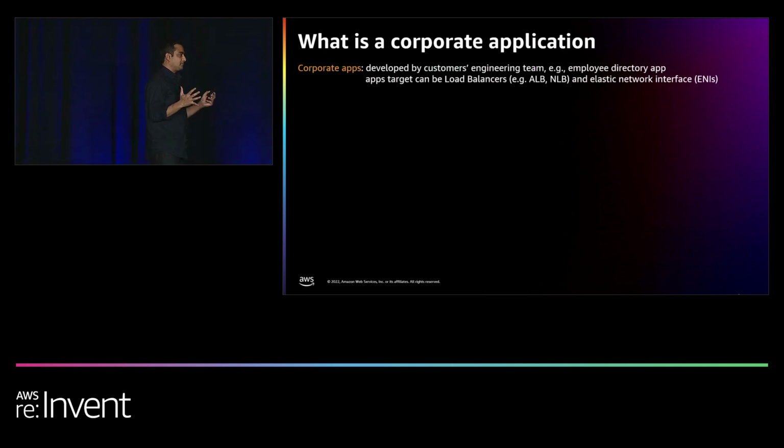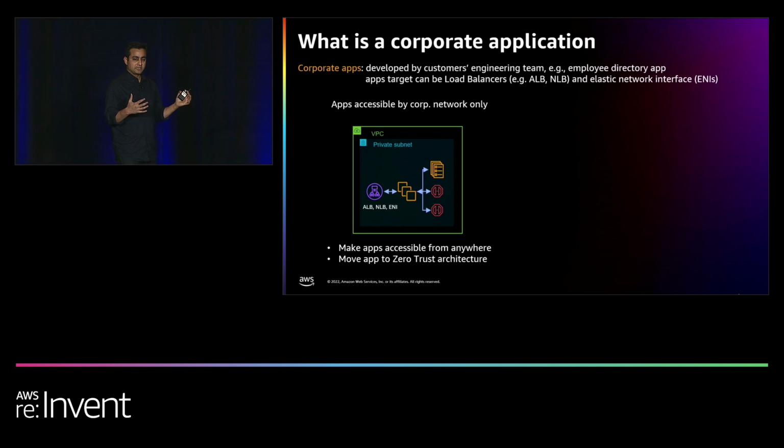So at this point, you might be wondering, "Hey, what is a corporate application actually? What does it look like?" Corporate applications are applications developed by your engineering team using AWS resources. These can be your corporate directory, your financial dashboards, or your IT help desk system. Most of these applications are front-ended by a load balancer, like an application load balancer, a network load balancer, or ENIs. These applications are in a private subnet because you want them accessible only through your private network, right?